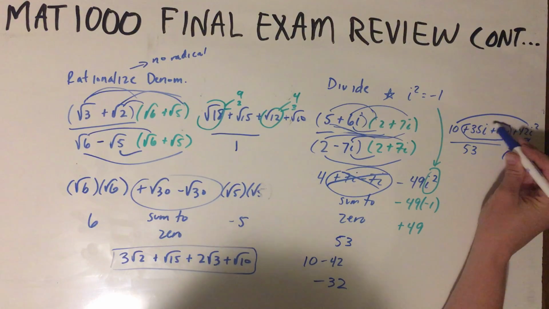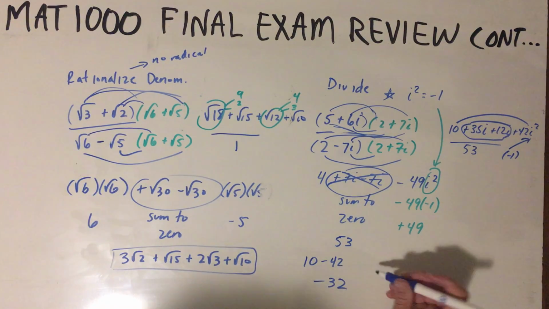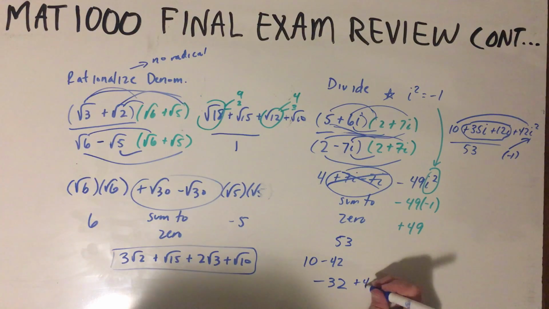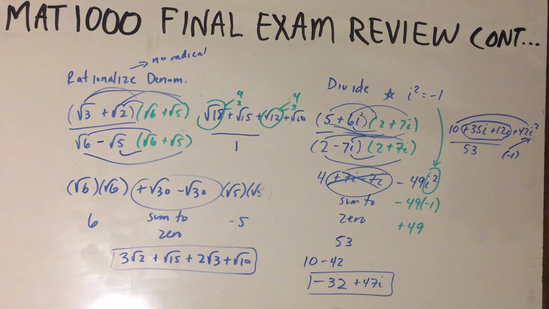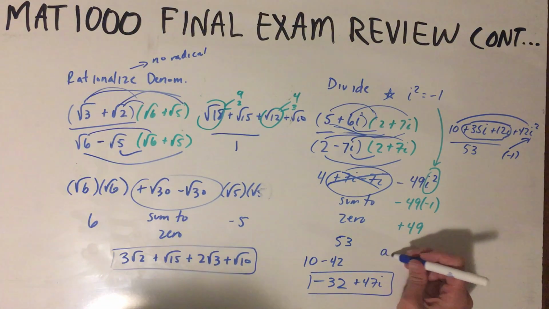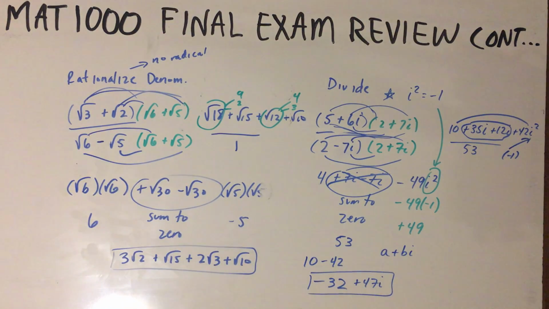Here, I can combine these. A 35 plus a 12 is a 47i. So this is the answer here. So you always write this in the format of a plus bi.